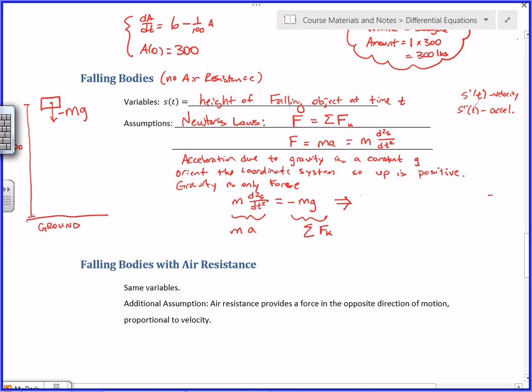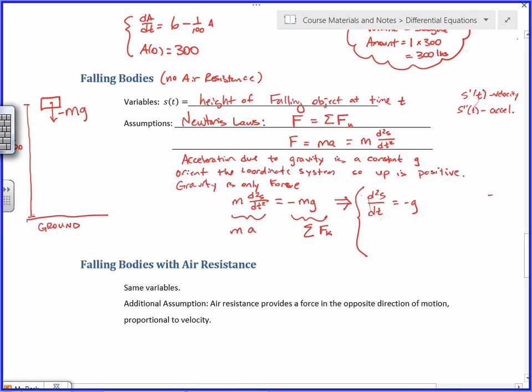As a result, if you divide both sides by m, notice that the mass of the object actually has no bearing on the resultant equation. And if you had your calc-based physics already, this is old hat to you. You've seen this before. Okay, so there's your differential equation.